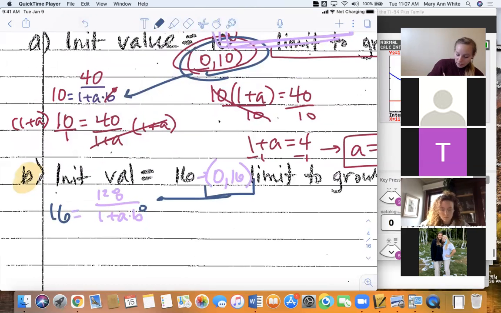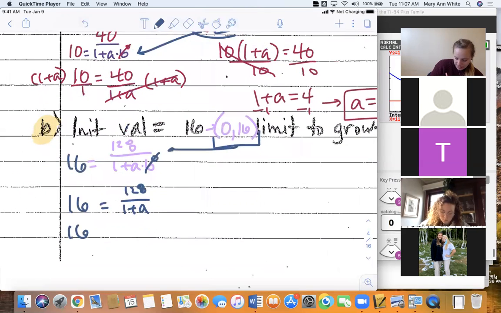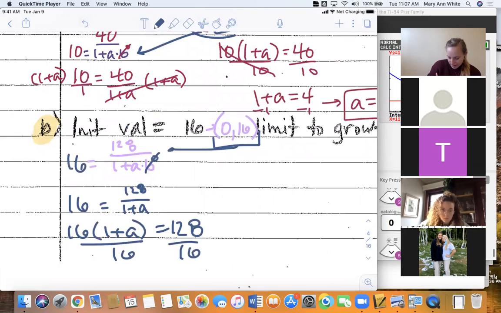The whole reason that's helpful is the B to the 0 is 1. 1 times A is still A. So I've got 16 equals 128 over 1 plus A. I like to cross multiply, so I've got 16 times 1 plus A equals 128, which leaves me a really easy place to divide by 16. So I've got 1 plus A equals, I believe it's 8. Yes, 8. 128 divided by 16 is 8. And then we just minus 1. Oh, I've got a nice easy A, 7.